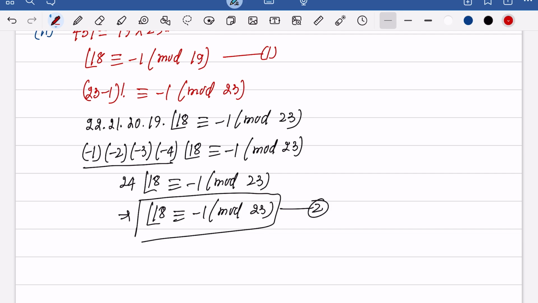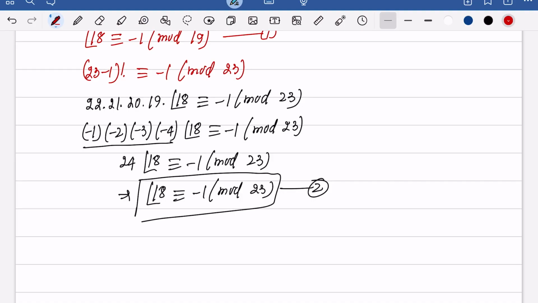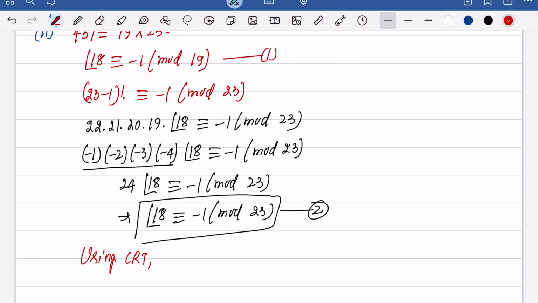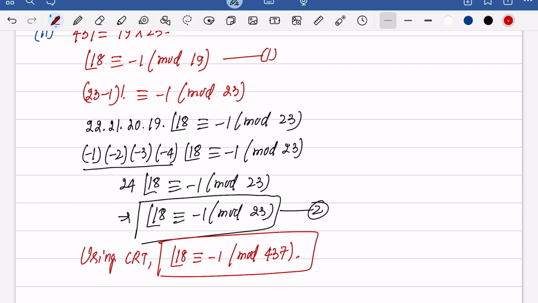Now we can combine these two congruences using the Chinese remainder theorem. Since these two congruences have a common solution, we can write these congruences as 18 factorial is congruent to minus 1 mod 19 into 23, that is 437. So that common solution will also be a solution of this congruence.